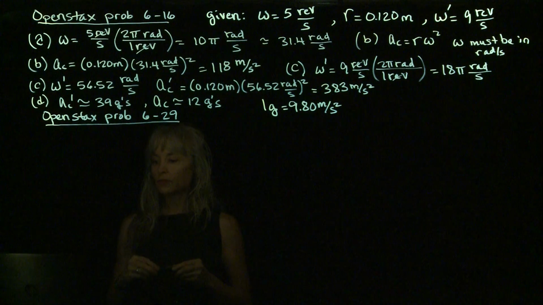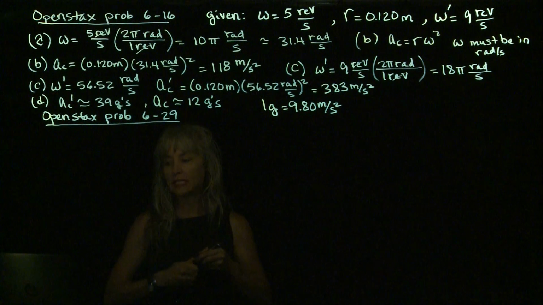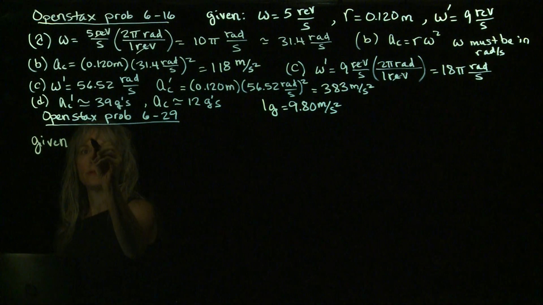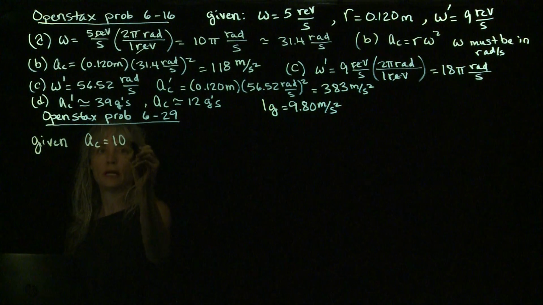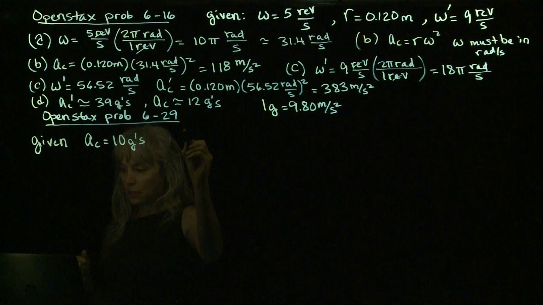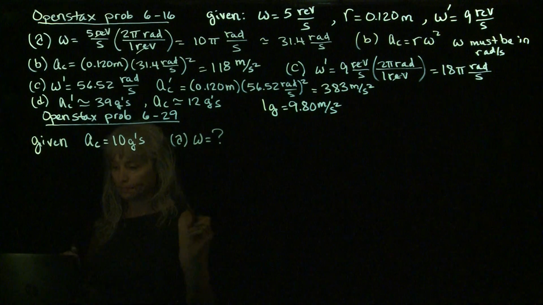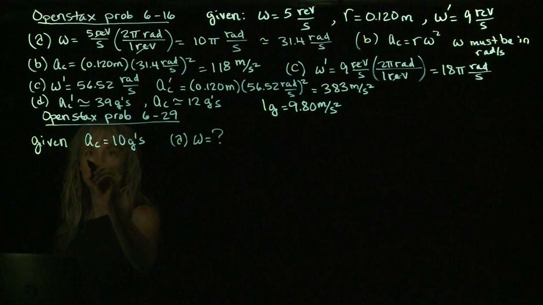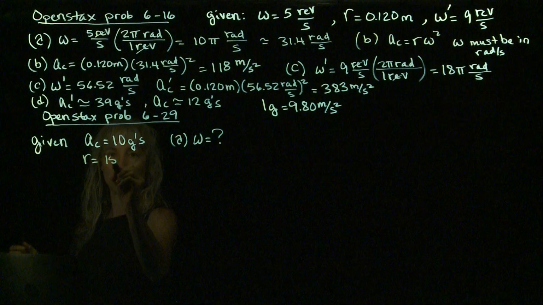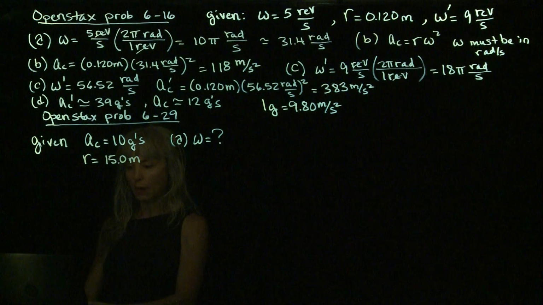A, at what angular velocity is the centripetal acceleration 10 g's? So we are given that the centripetal acceleration is equal to 10 g's, and we want to find in part A what is the angular velocity. So for part A, omega equals question mark. And we're also given how far away the rider is from the axis of rotation, and we're told that he's 15 meters away from the axis of rotation. So that's given in the problem statement.